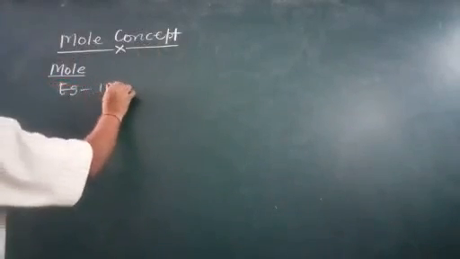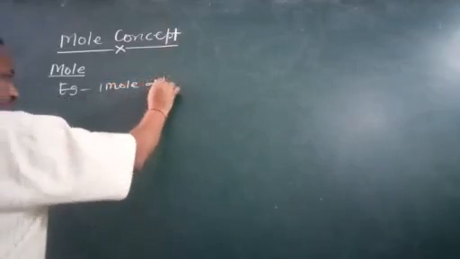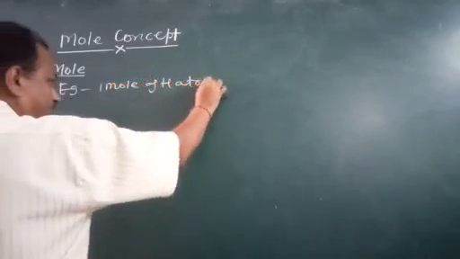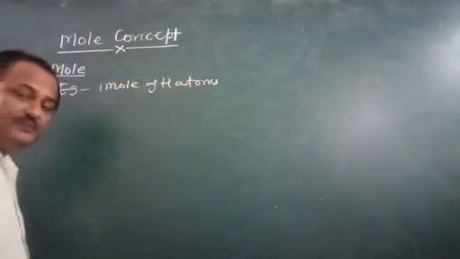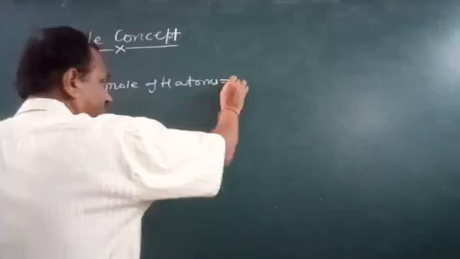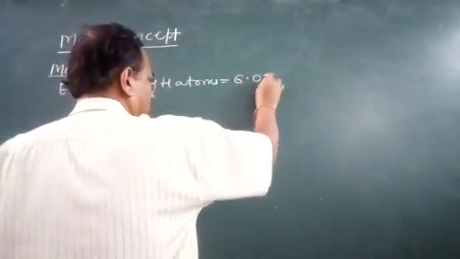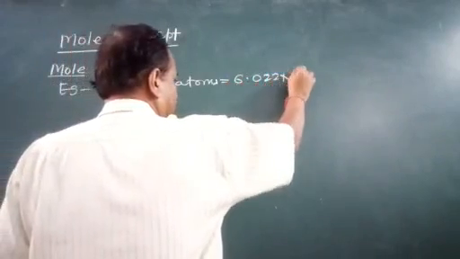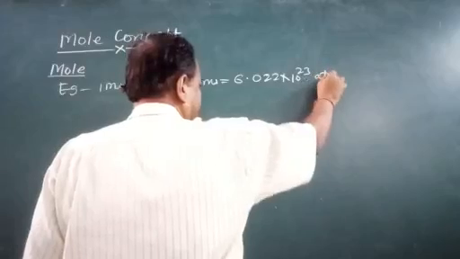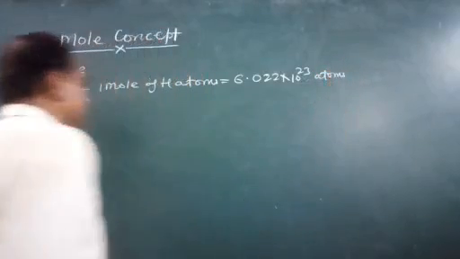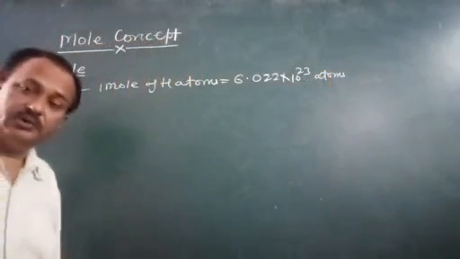one mole of hydrogen atoms. 1 mole of hydrogen atoms is equal to how much? It is equal to 6.022 into 10 to the power 23 atoms. So this is the meaning of 1 mole.